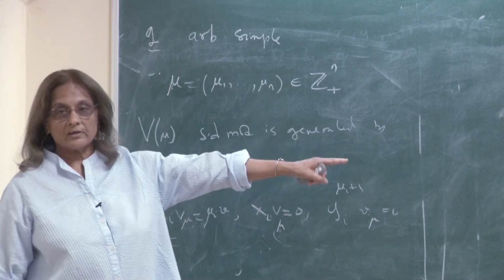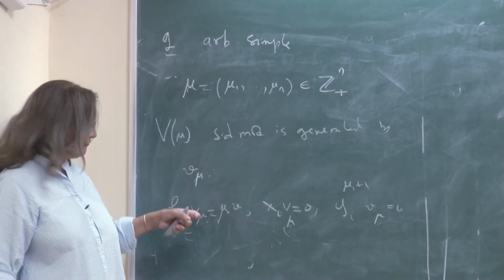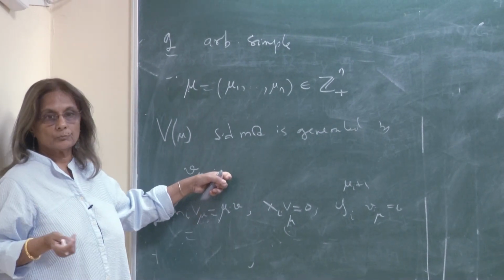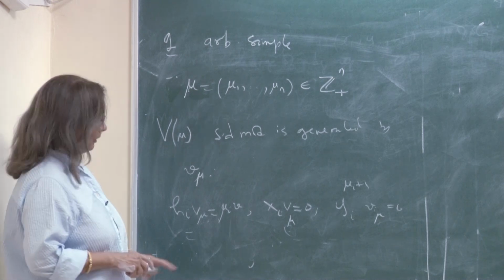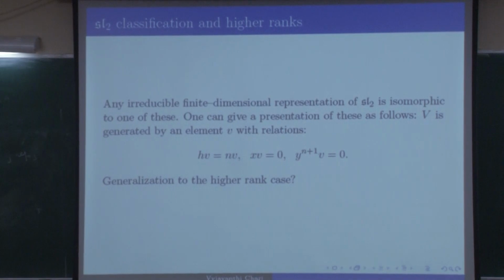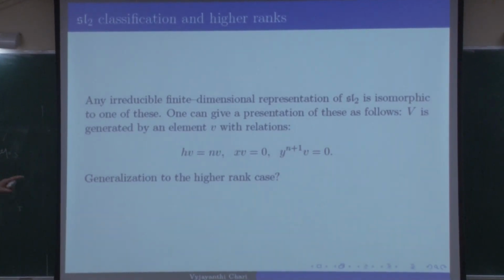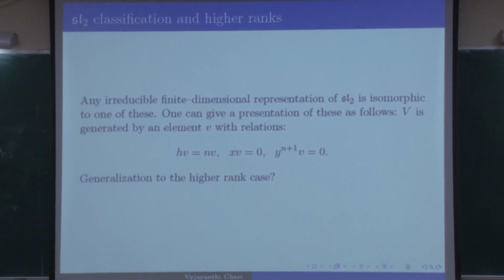All I'm doing is taking whatever I wrote down for SL2 and doing this now for higher rank, for every SL2 inside my simple Lie algebra. Okay? Xi powers? No, Xi. For SL2, I had, so I'm just taking that and I'm putting in a subscript i for everything. Okay? This is the standard result.